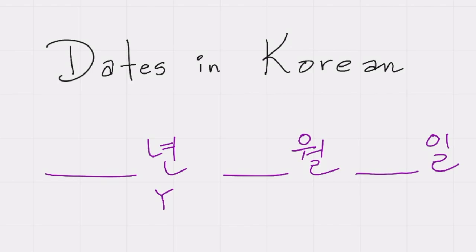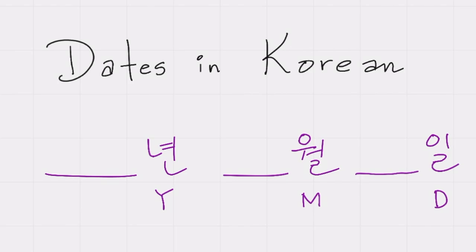And 월, we learned this. 월 is month. And 일 would be day. Okay. And what number system? It's all Chinese, Sino. So it's not too hard.